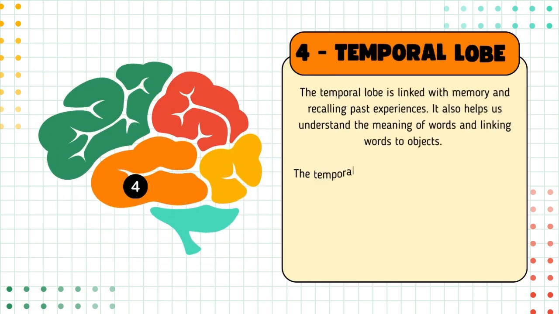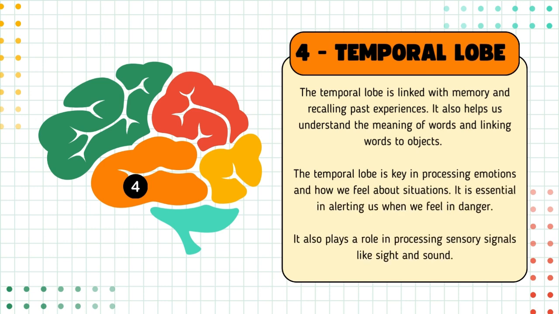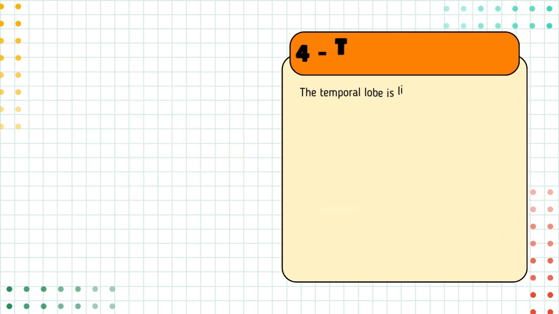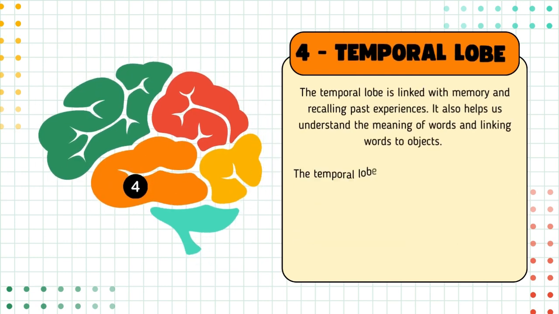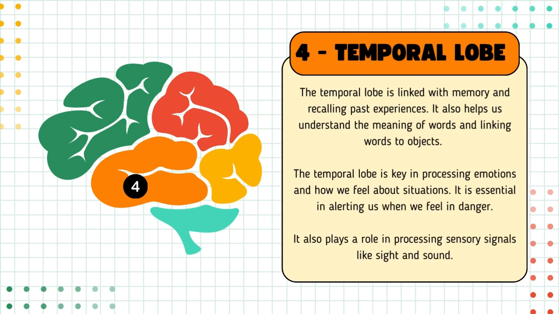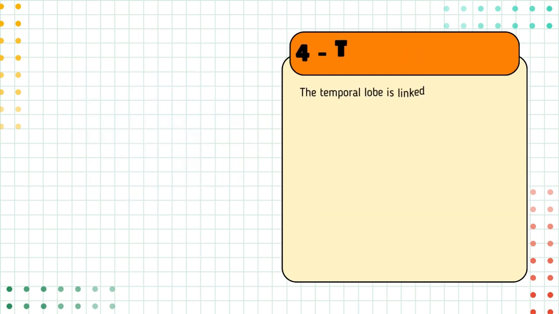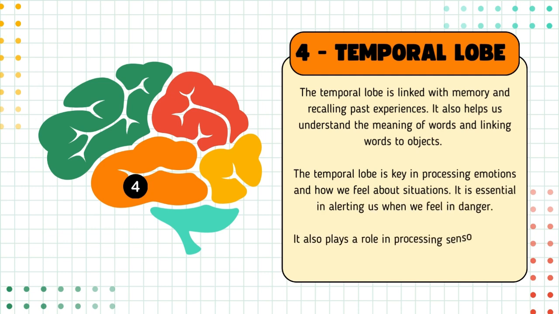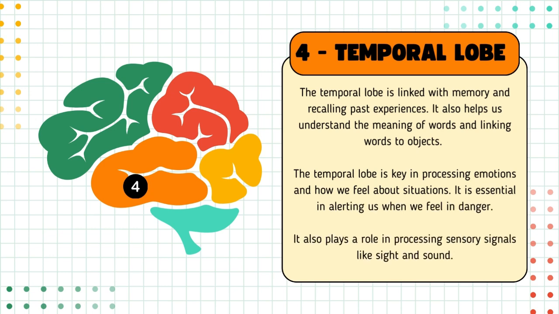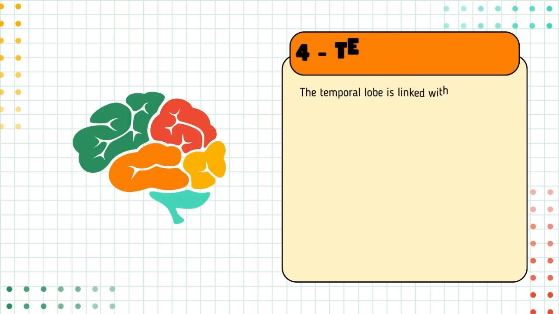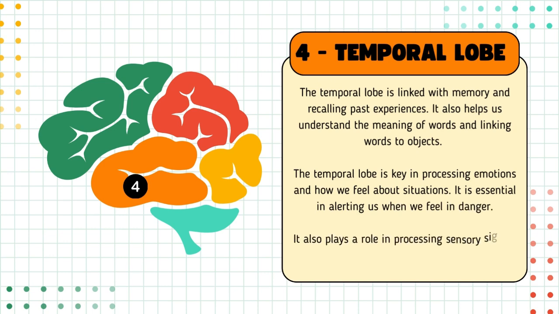4. Temporal lobe. The temporal lobe is linked with memory and recalling past experiences. It also helps us understand the meaning of words and linking words to objects. The temporal lobe is key in processing emotions and how we feel about situations. It is essential in alerting us when we feel in danger. It also plays a role in processing sensory signals like sight and sound.